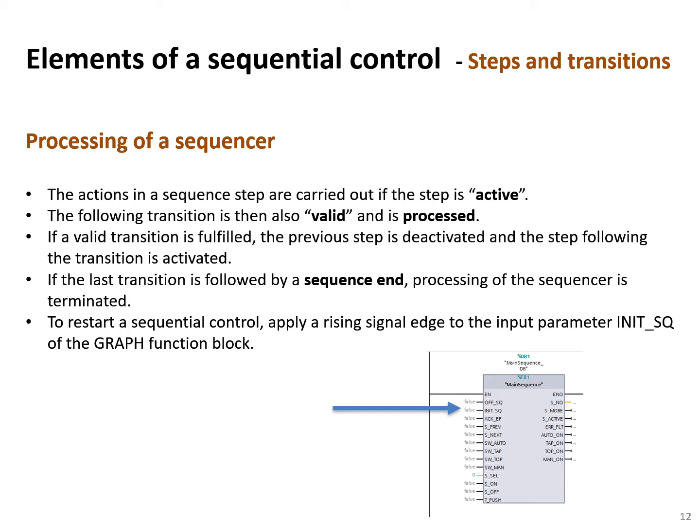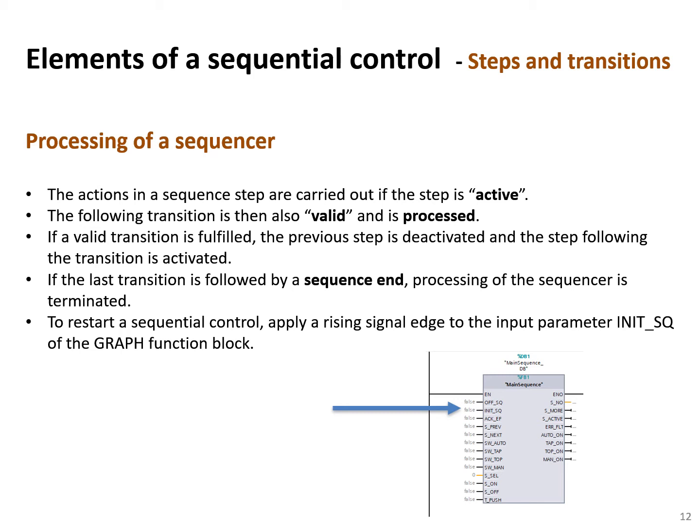Processing of a sequencer. The actions in a sequencer step are carried out if the step is active. The following transition is then also valid and is processed. If a valid transition is fulfilled, the previous step is deactivated and the step following the transition is activated. If the last transition is followed by a sequencer end, processing of a sequencer is terminated.